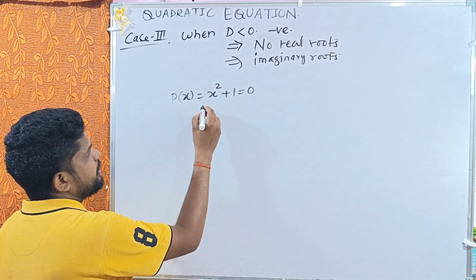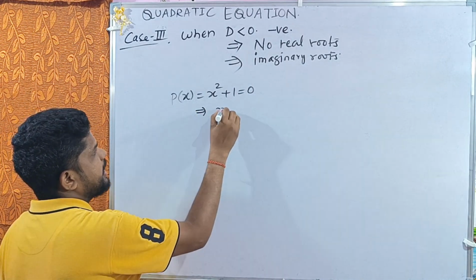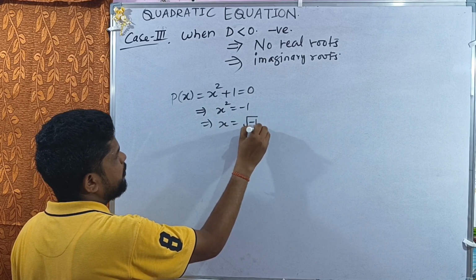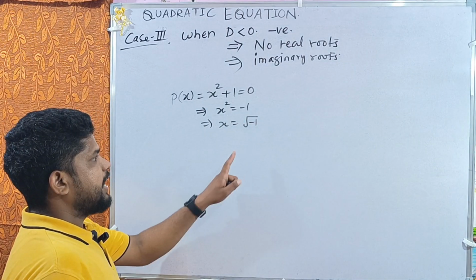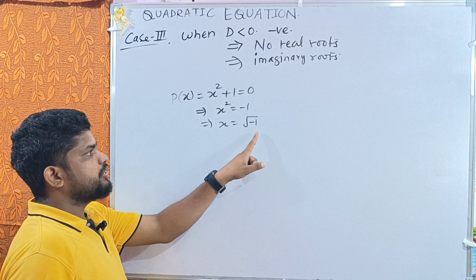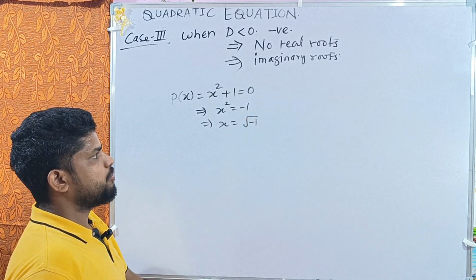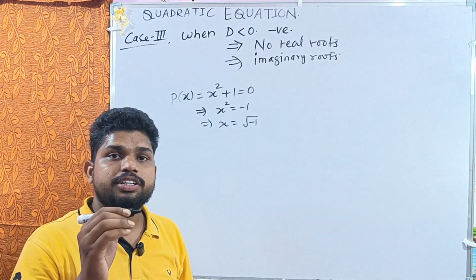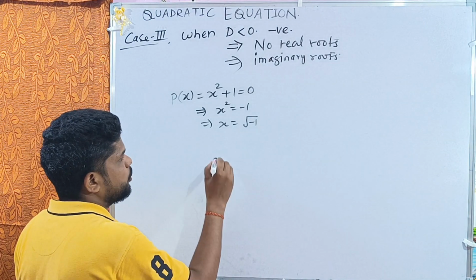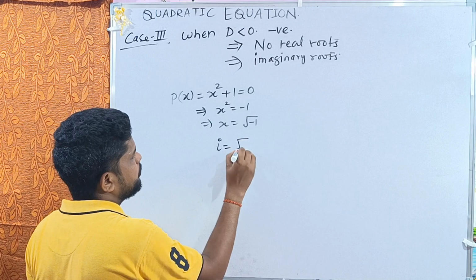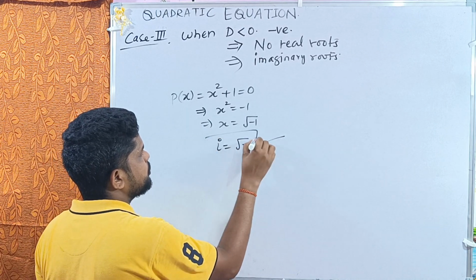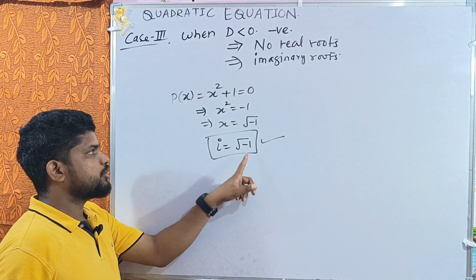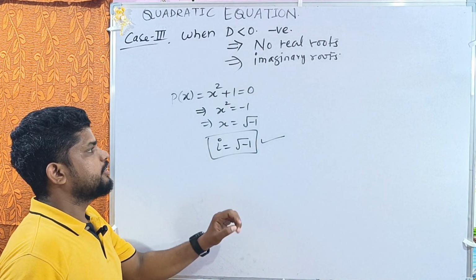And I aim to find the value of x. If we solve this quadratic equation further, we get x square equals minus 1, and the value of x will be under root minus 1. To define this under root minus 1, we have one term called i, which is read as iota. So i equals under root minus 1. This you should keep in your mind. This is the imaginary solution for x.